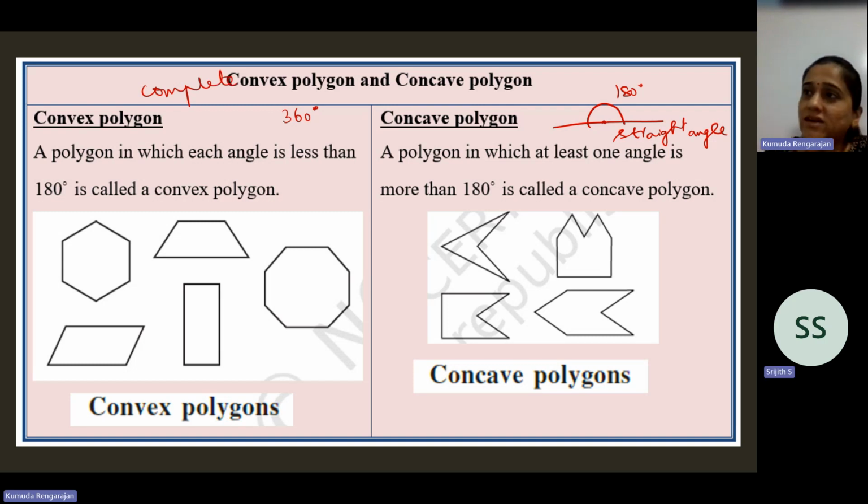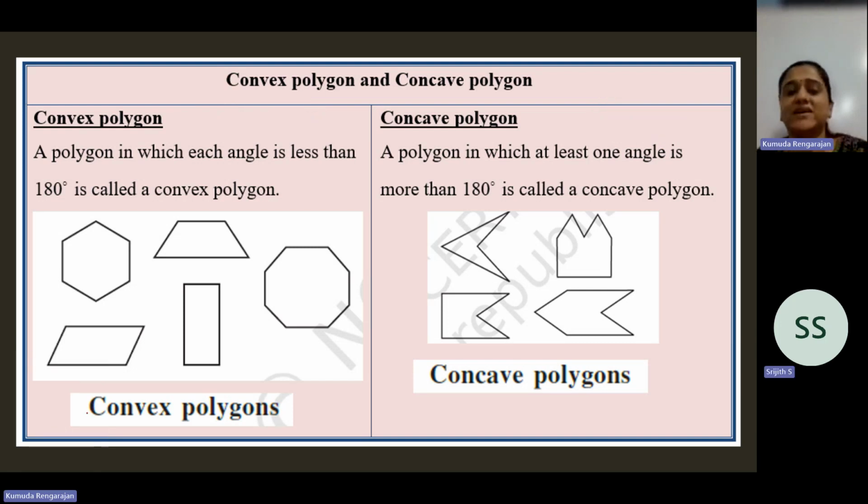My question was, name the angle. What is the name given to an angle whose measure is more than 180 but less than 360? Reflex angle. Reflex angle is an angle whose measure is more than 180 but less than 360 degrees. So children, see here. In a concave polygon, at least one angle is a reflex angle.